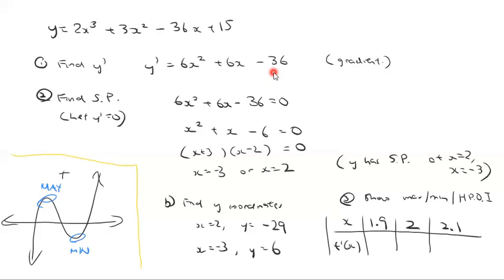Now, if I sub in 2, I'll clearly get 0. Now, if I do 6 times 1.9 all squared, plus 6 times 1.9, minus 36, I'm going to get negative 2.94. Now, the number's not important. What's important is that it's negative.